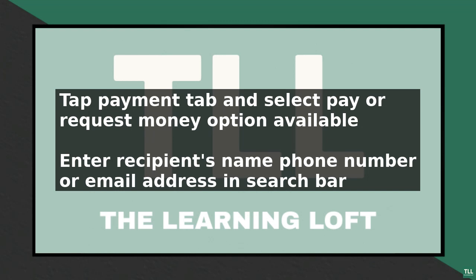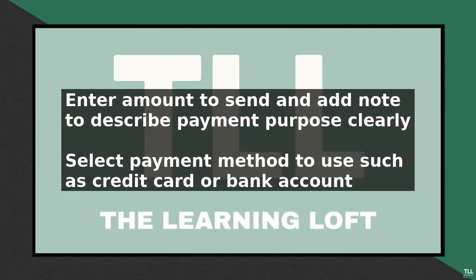After you have entered the amount and note, select the payment method you want to use. You can use a credit or debit card, a bank account, or your Venmo balance to fund the payment. If you are using a credit or debit card, you will need to enter the card details and verify the payment. Review the payment details to make sure everything is correct, including the recipient's name, the amount, and the payment method. If everything looks good, tap the Pay button to send the money.